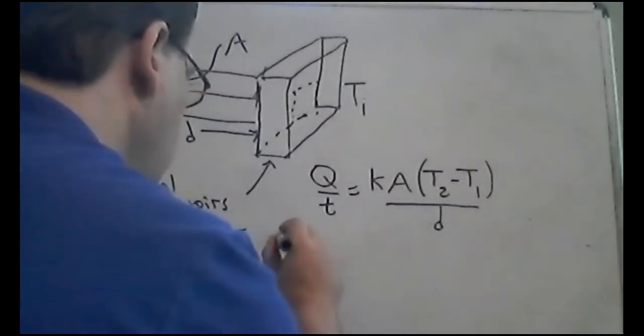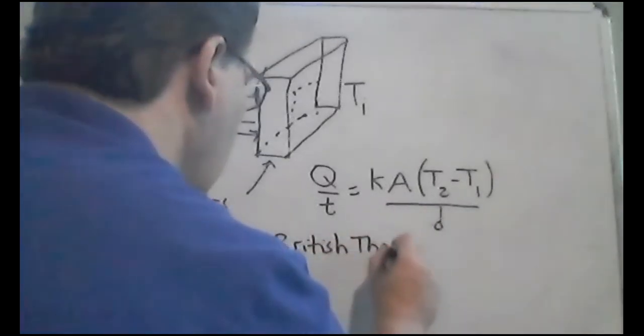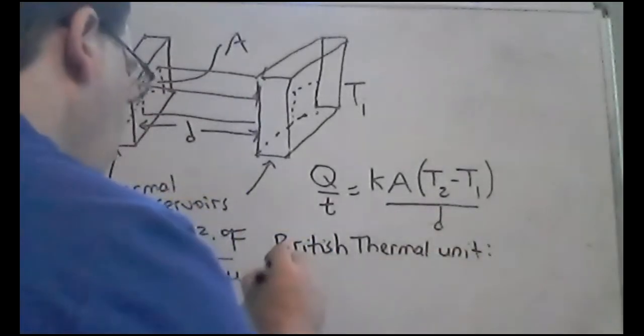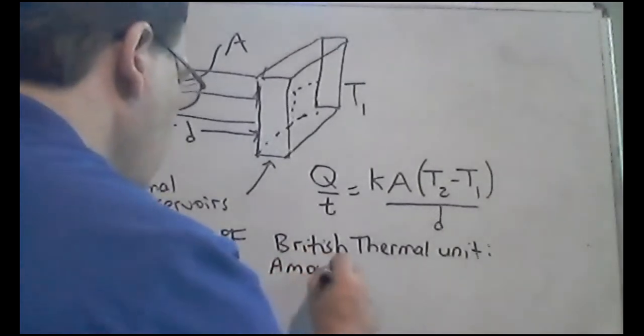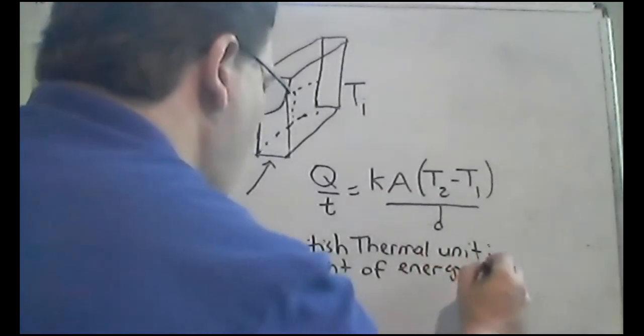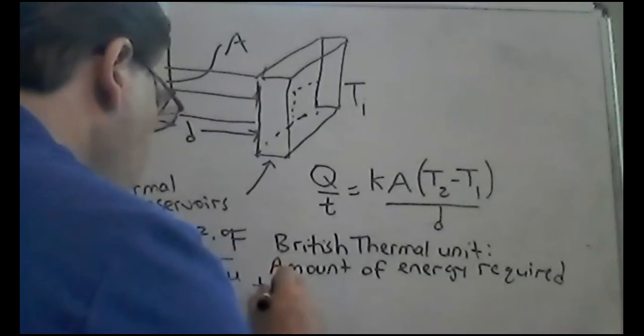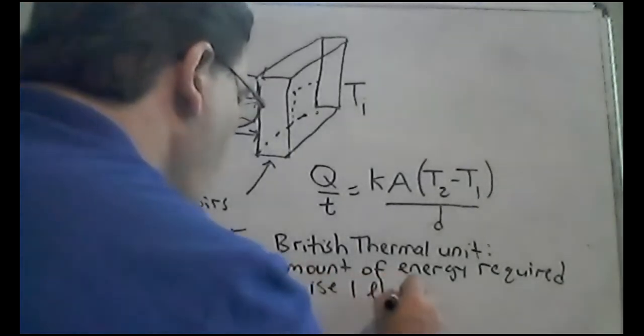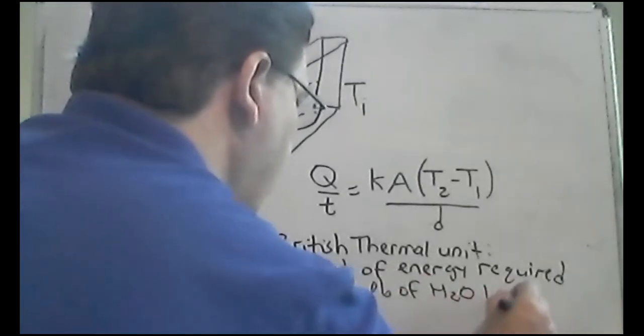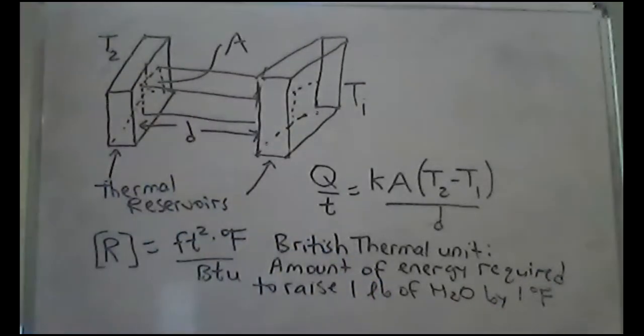A BTU is a British thermal unit. It is the amount of energy required to raise 1 pound of water by 1 degree Fahrenheit. All right, so again, it's a seemingly archaic unit, but when you're talking about particularly the American heating, ventilation, and air conditioning industry, BTUs are typically the energy unit of choice. Not joules, not even calories or kilocalories, BTUs, the British thermal unit. All right, so again, when you do insulation, you talk about R factors. Let's do a problem.